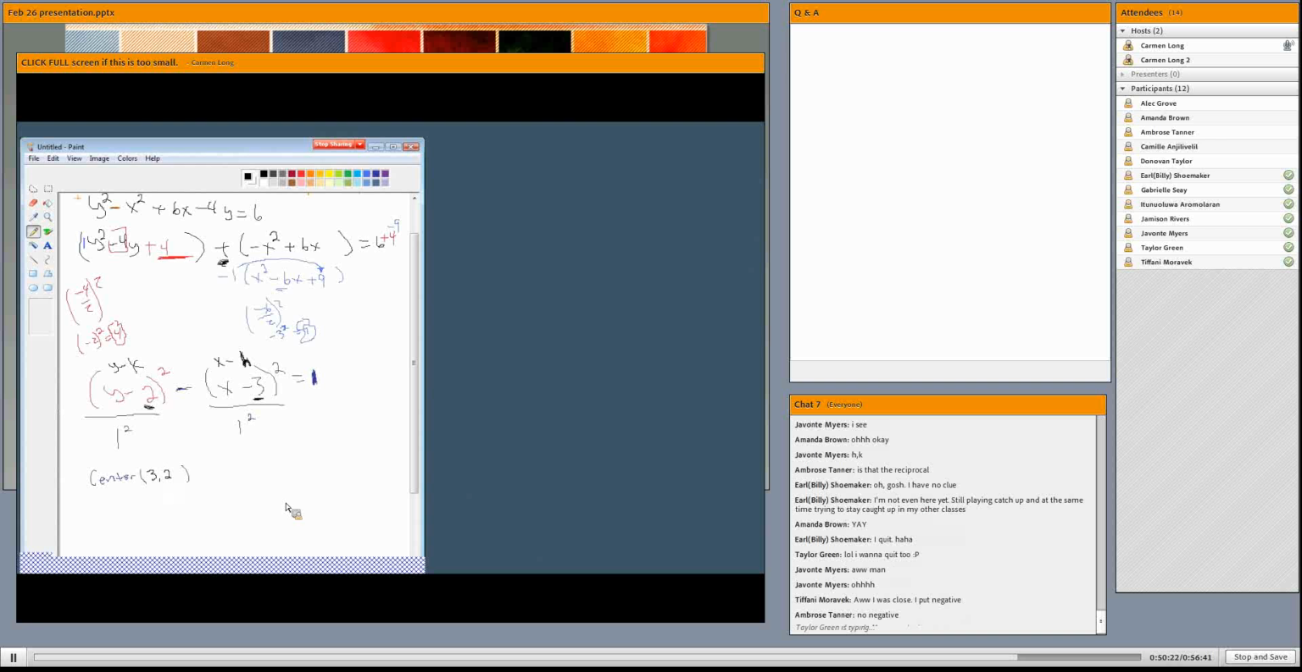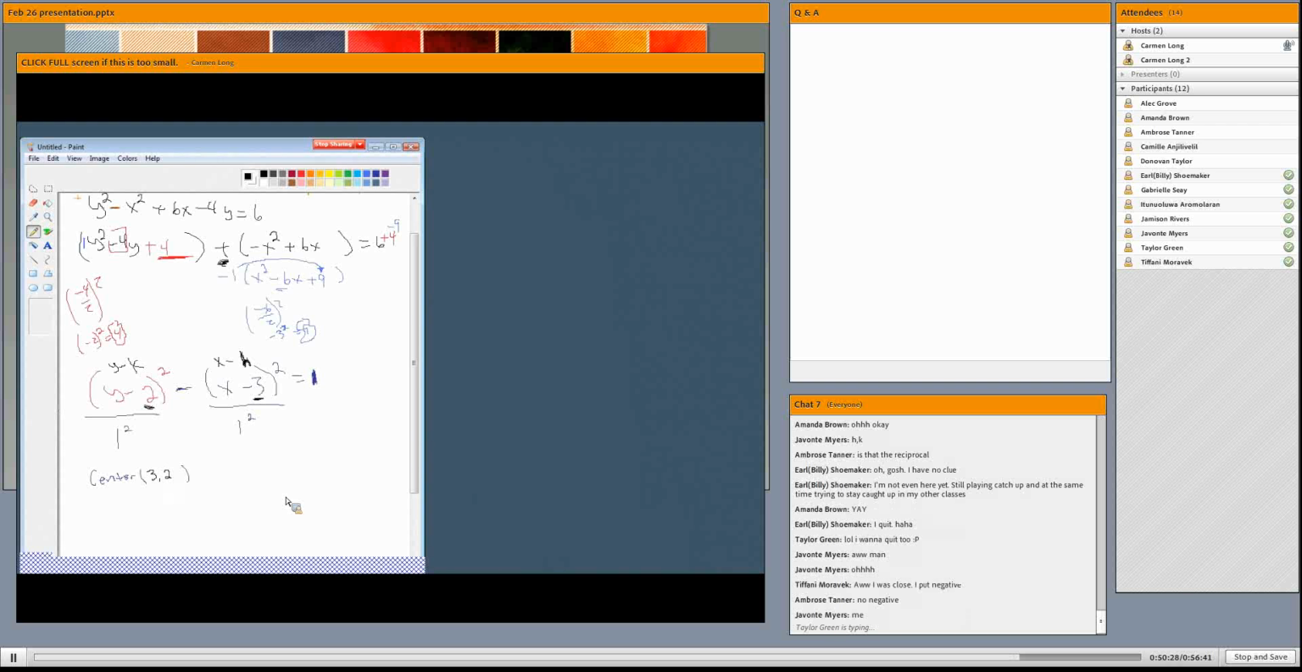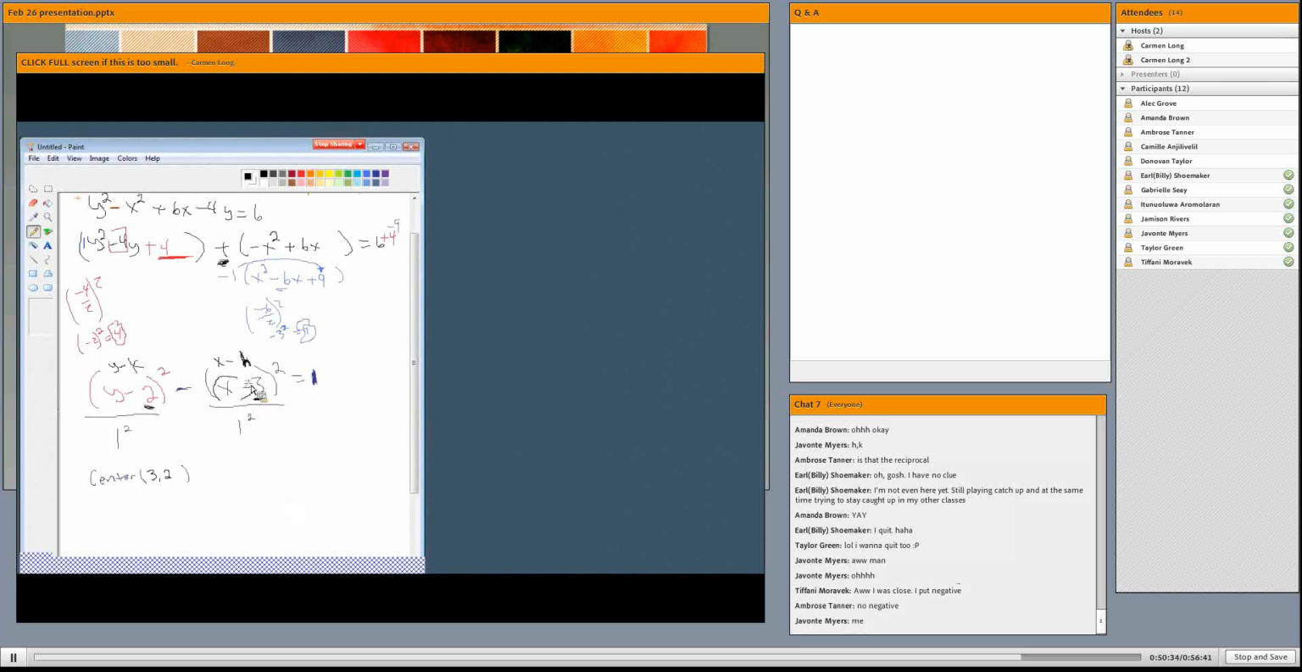I know. Some people had some negatives or flipped around. I mean, a lot of y'all were really close. Yeah, a lot of y'all were really close. Right? Because remember, the X minus comes from the formula. That's from the formula. The H is a positive 3. The Y minus comes from the formula. The K is a positive 2.